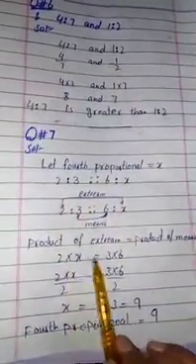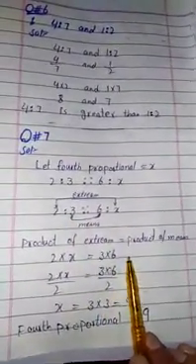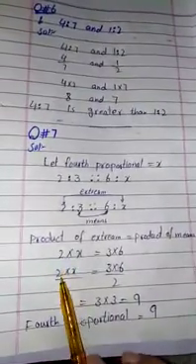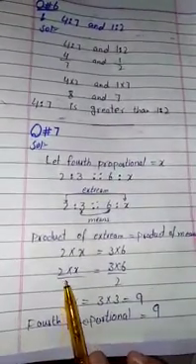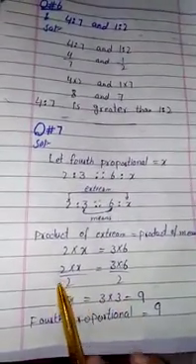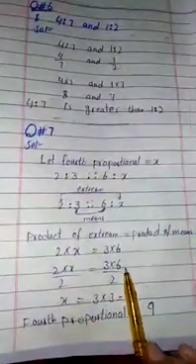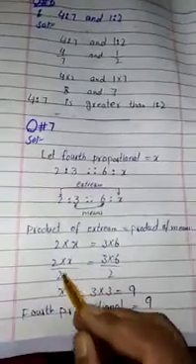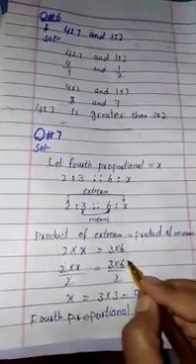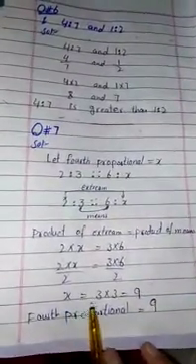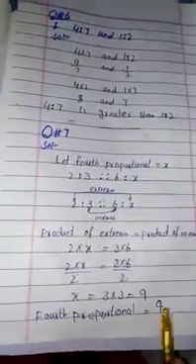2 and x are extreme values. So 2 multiplied by x is equal to 3 and 6, which are means values. So 3 multiplied by 6. Now to find the value of x, we divide by 2 on both sides to eliminate 2. So 2 multiplied by x divided by 2 is equal to 3 multiplied by 6 divided by 2. Now simplify. 2 is cut with 2. 2 1s are 2. 2 3s are 6. Now x is equal to 3 multiplied by 3. 3 3s are 9. So fourth proportional is equal to 9.